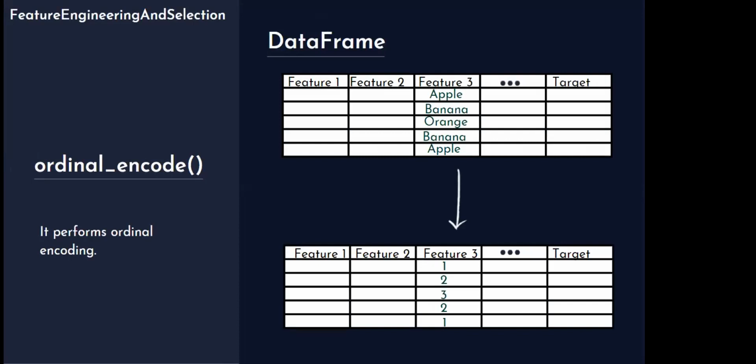Then here we perform ordinal encoding for categorical variables, and what it does is convert categorical values into numeric values for every entry.